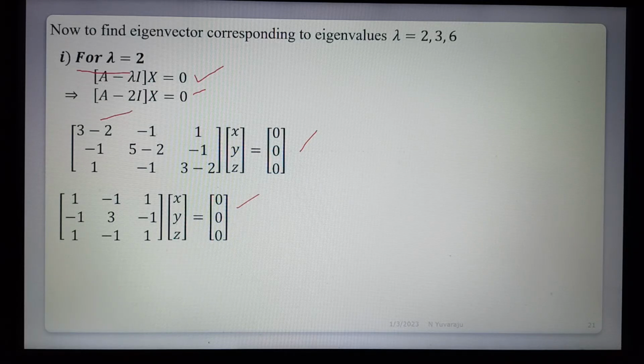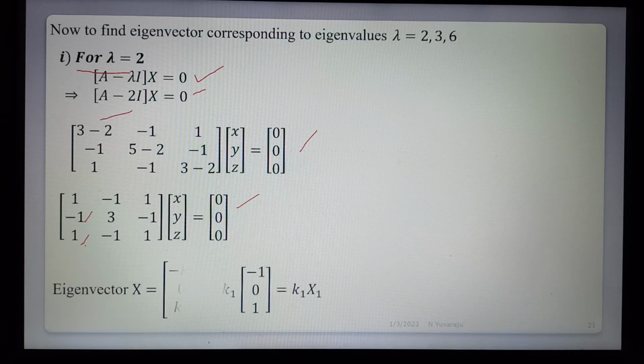This is a homogeneous equation. So matrix A is converted to the row echelon form. This element 0, this element 0. So we get directly the eigenvector corresponding to lambda is equal to 2, the same procedure we have already done in many problems. So x is equal to the eigenvector minus k1, 0, k1. K1 common, so -1, 0, 1. That is k1 into x1. This x1 is the linearly independent eigenvector, without choosing the constant k1.